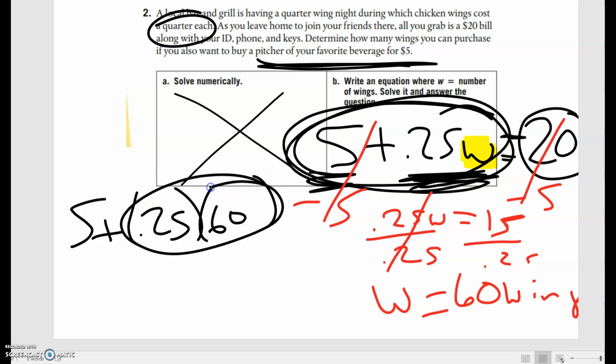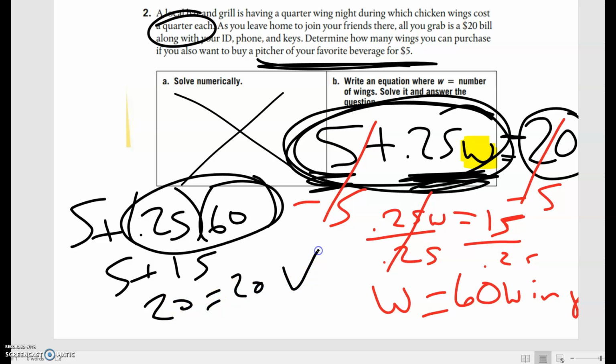So I'm going to multiply these first, which means I spent 15 bucks on wings, and then I'm going to add last, and I'm just going to make sure that it uses my $20 bill and I'm doing it right. Okay, so try the next one. I'm going to pause, so try number 3, I think, on the next page, top of the next page.